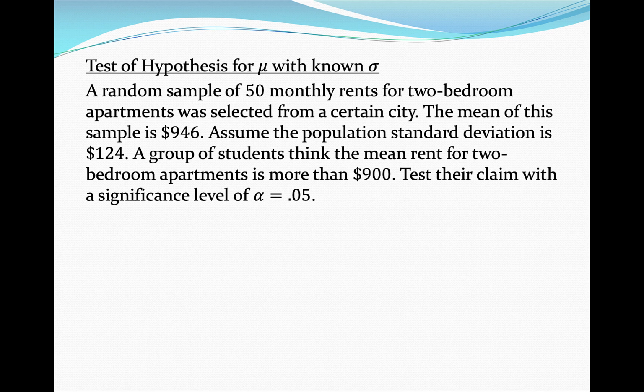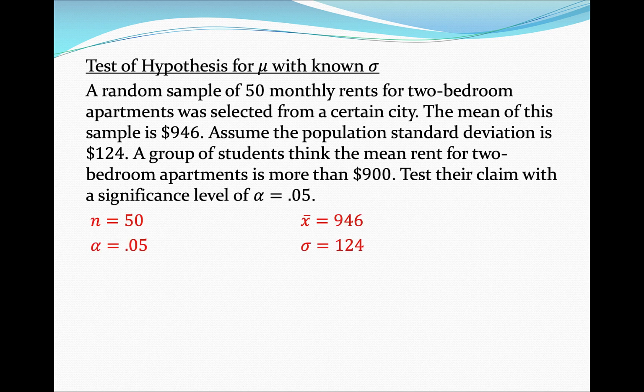A group of students think the mean rent for 2-bedroom apartments is more than $900. So that's what we're going to want to test. Test their claim with a significance level of alpha equals 0.05. So we're going to be given alpha. So the first thing that I recommend you do with these problems is just write down what you know.